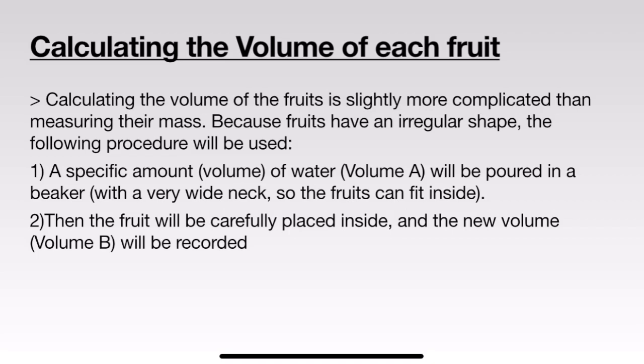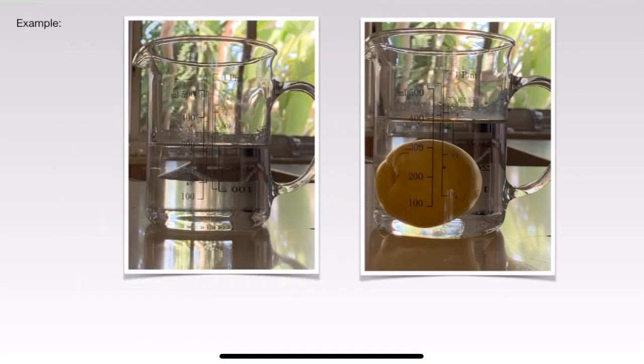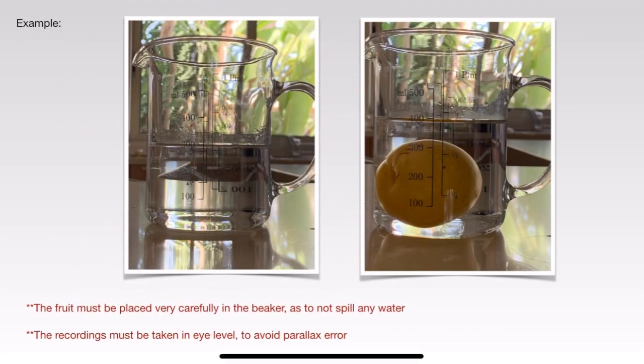Then the fruit will be carefully placed inside and the new volume, volume B, will be recorded. The final volume minus the initial volume gives us the volume of the fruit. Volume B minus volume A equals volume of fruit. Here is an example. The fruit must be placed very carefully in the beaker so as not to spill any water, and the recordings must be taken at eye level to avoid parallax error.